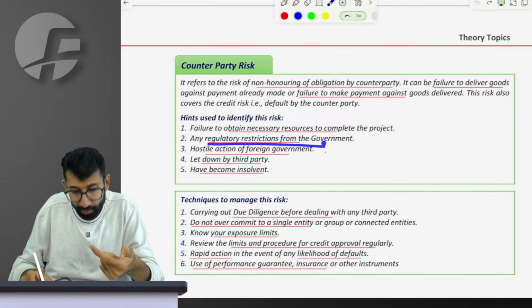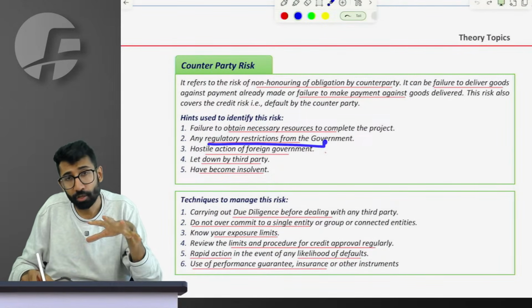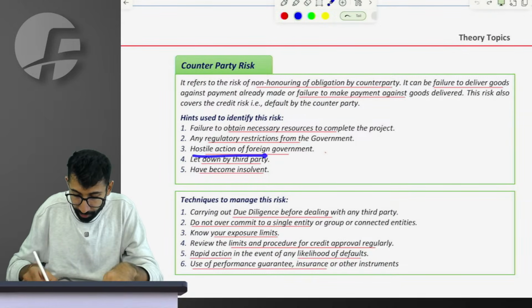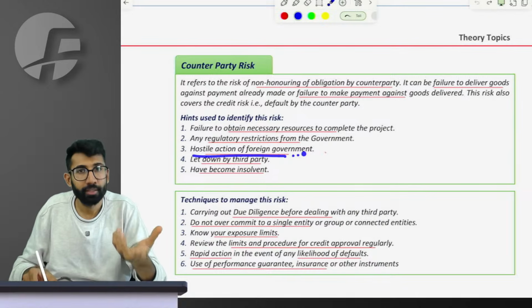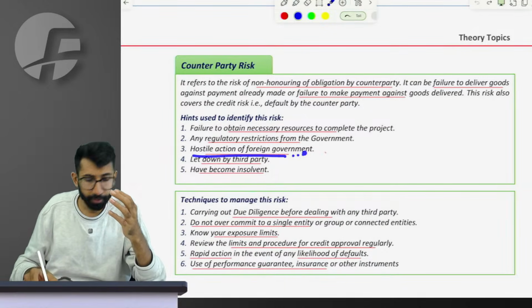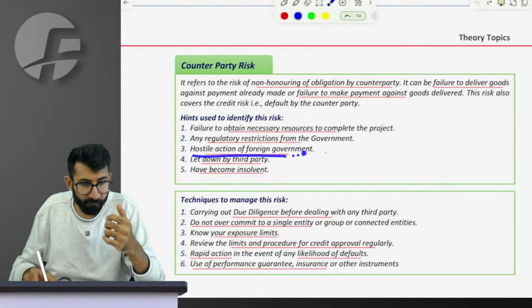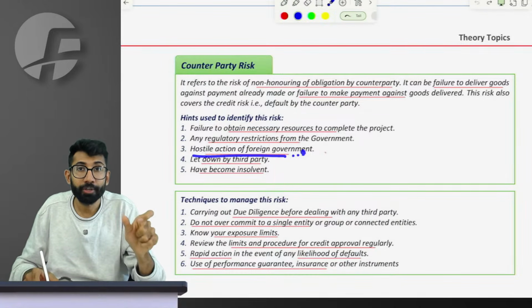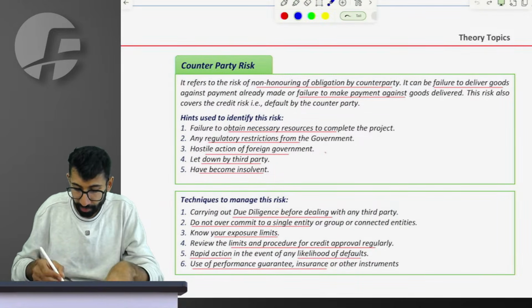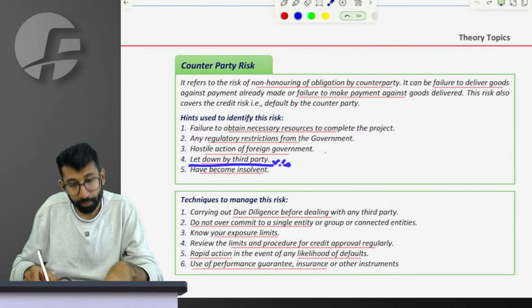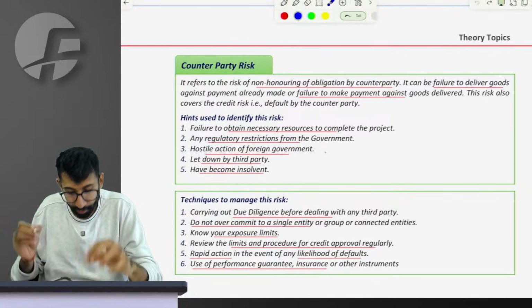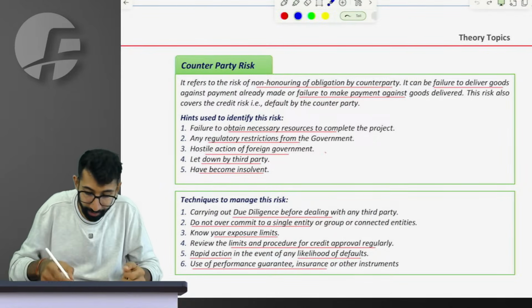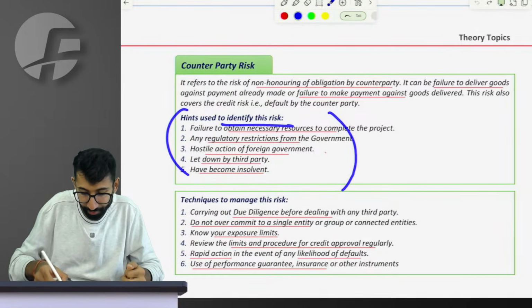Second, regulatory restriction. Suppose the government bars or imposes a ban on import and export. Hostile action by a foreign government: suppose a foreign government puts a restriction on import or export to a particular country or a particular company for some reason. Third, being let down by the third party, who despite being capable is not honoring the contract, or has become insolvent and is not making the payment. These are the hints to identify the risk.